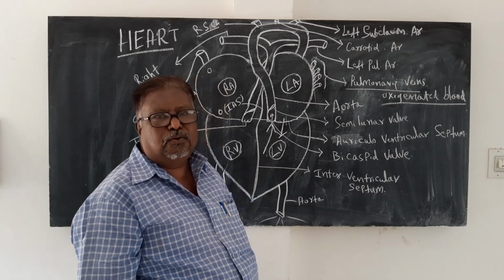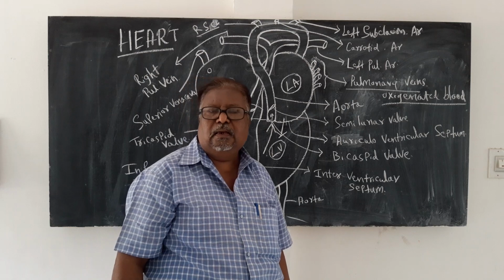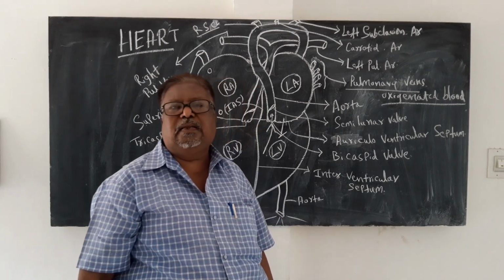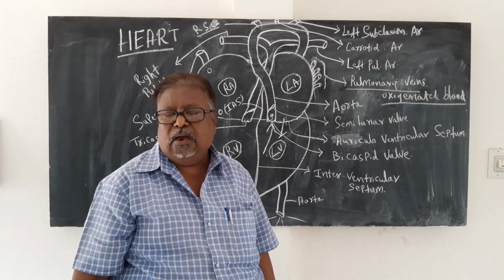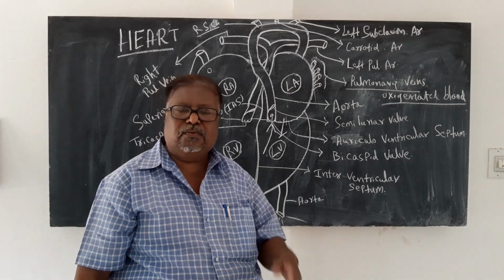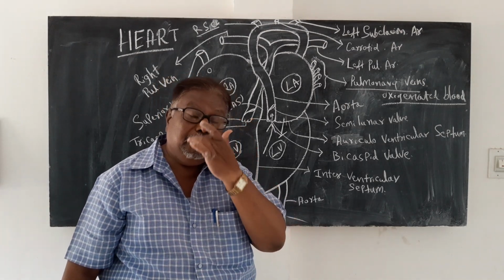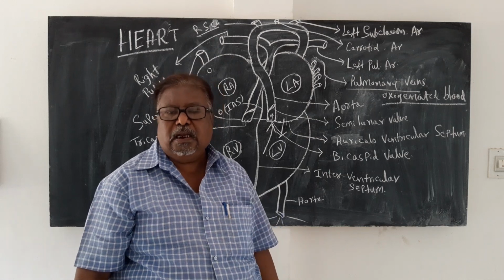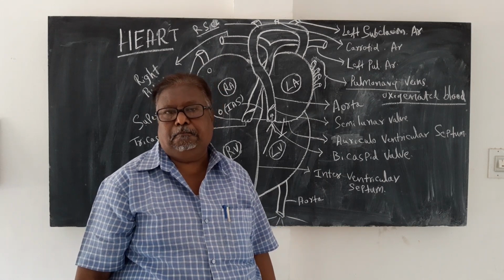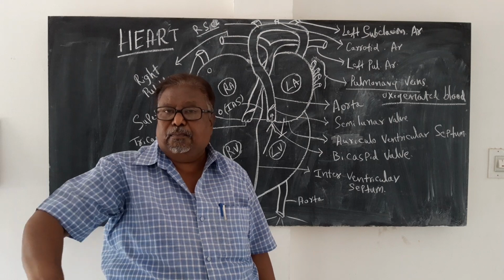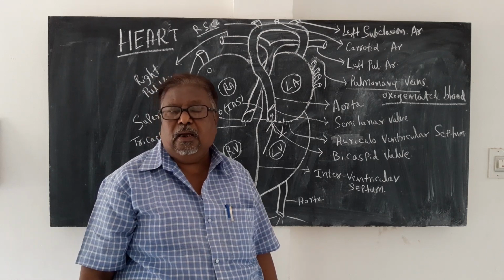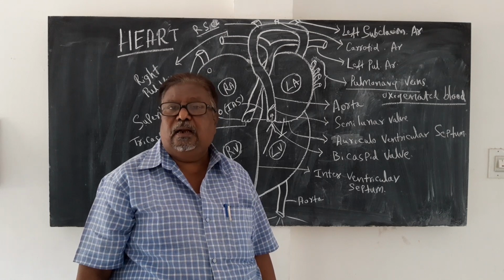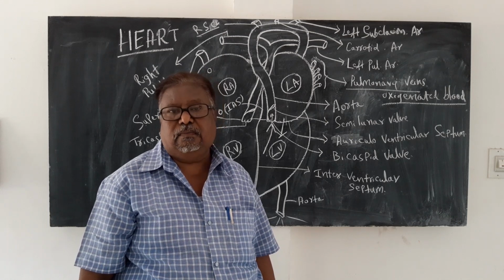Now, in the tissues or in the cells, the gaseous exchange takes place. That is, the oxygen is taken inside, carbon dioxide is given out in the blood. When the carbon dioxide and the nitrogenous waste come in, the blood becomes venous. This venous blood should be collected and brought back to the heart again, because it has to be pumped to the lungs for purification.